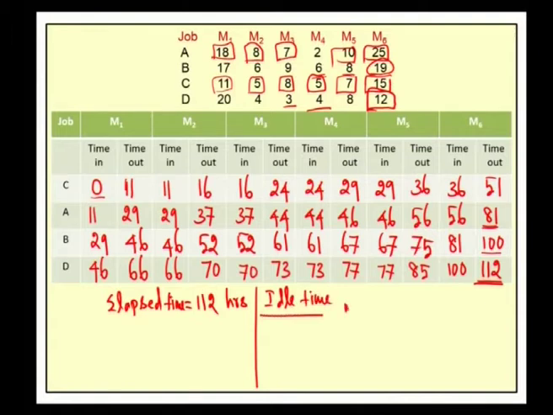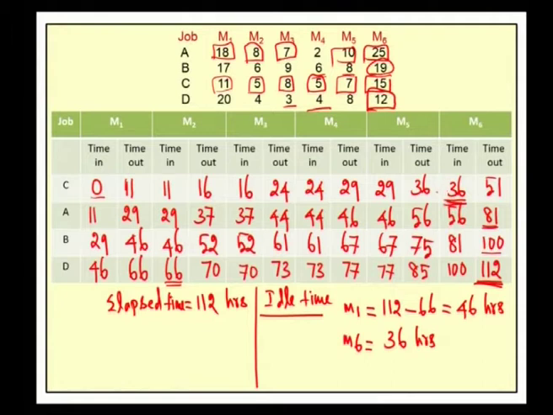Now, we will find the idle time of machine 1. Machine 1 completes its work in 66 hours, but the whole process completed in 112 hours. Therefore, the idle time of machine 1 is 112 minus 66, which is 46 hours. Now, the idle time of the last machine, machine 6. Machine 6 starts its work only in the 36th hour. Therefore, the idle time of machine 6 is 36 hours, because machine 6 remains idle in the first 36 hours.